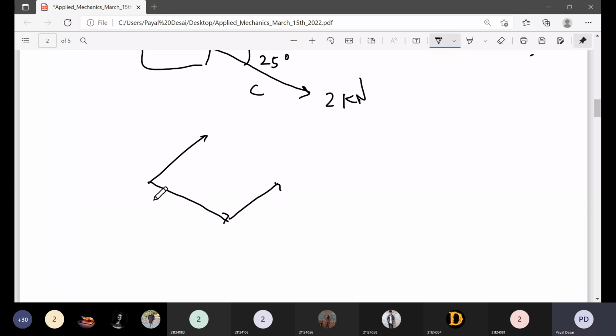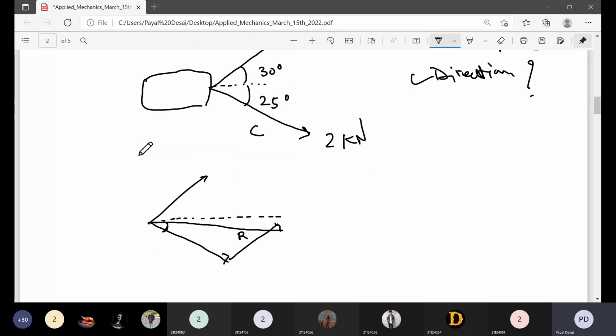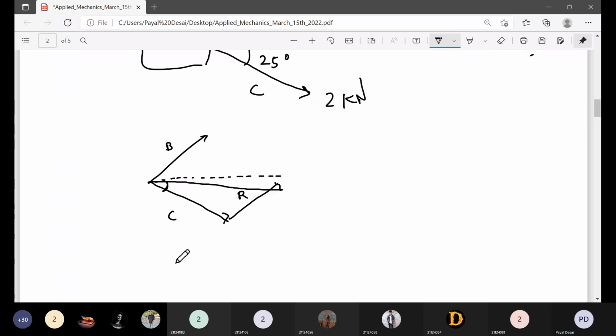So I am drawing this line. Now I show the resultant somewhere not at the straight line but with some angle. This is your straight line, and this is my resultant, assuming the resultant force. I use a parallelogram law. This is your vector B, this is your vector C, and this is again your vector B.